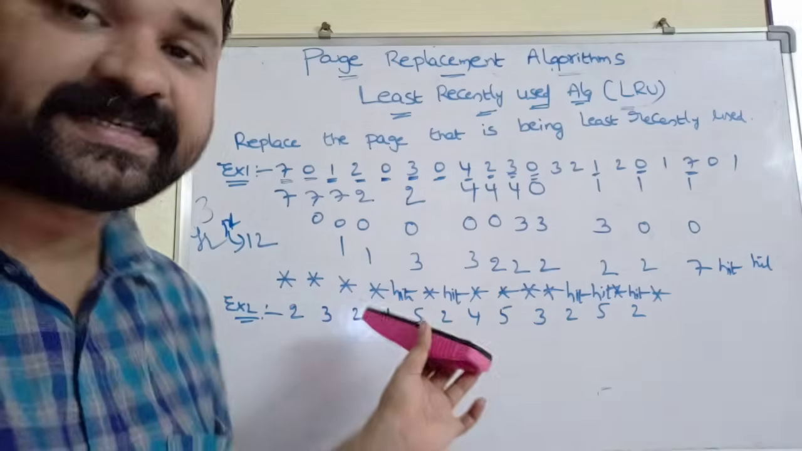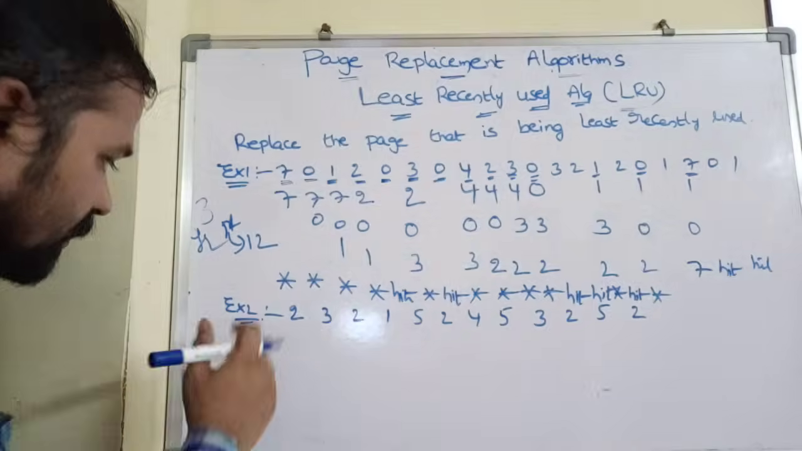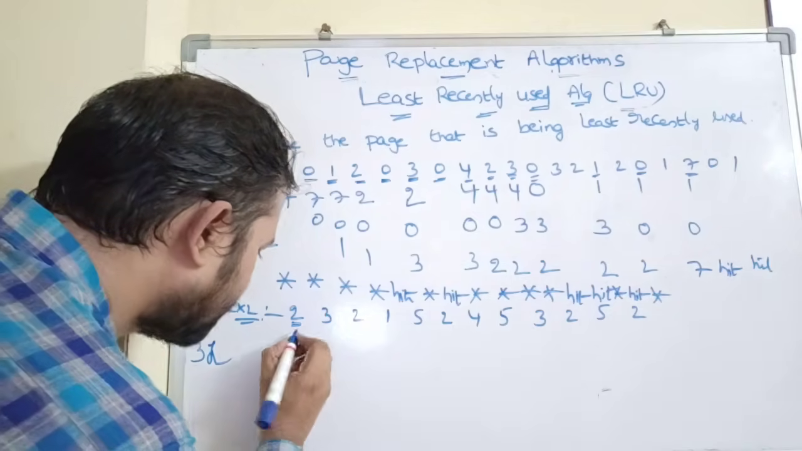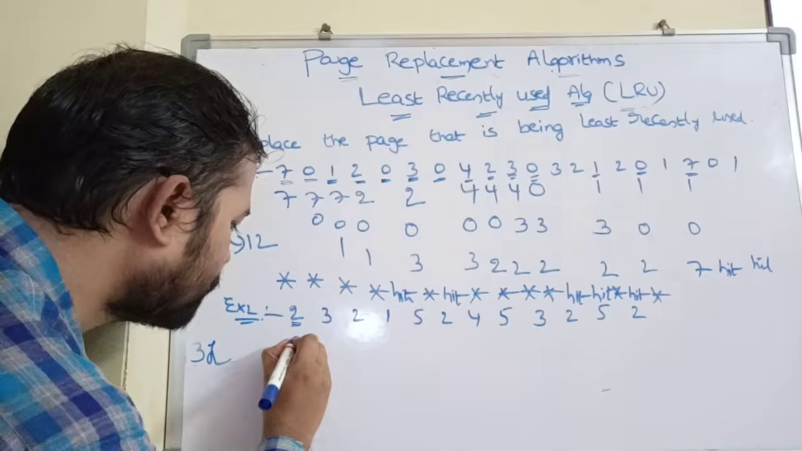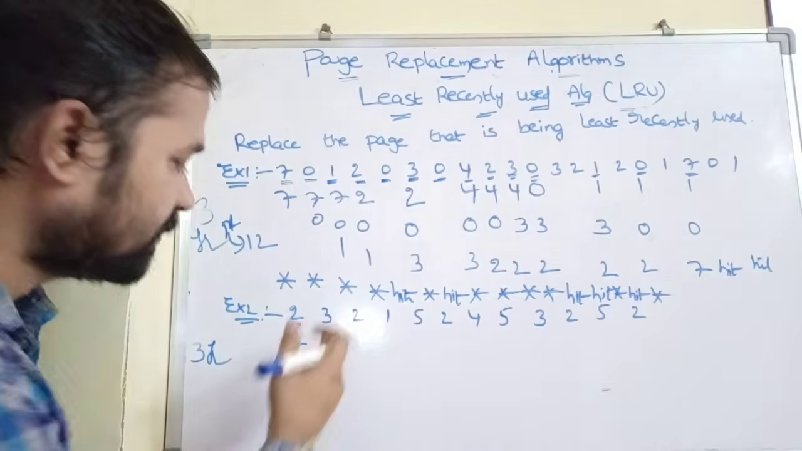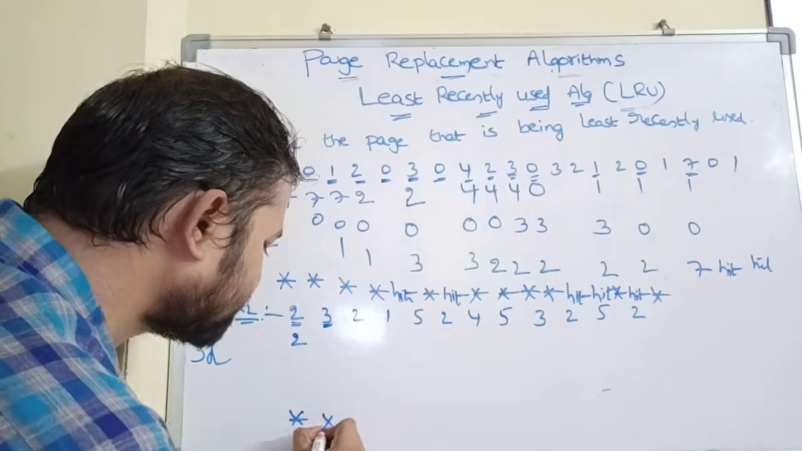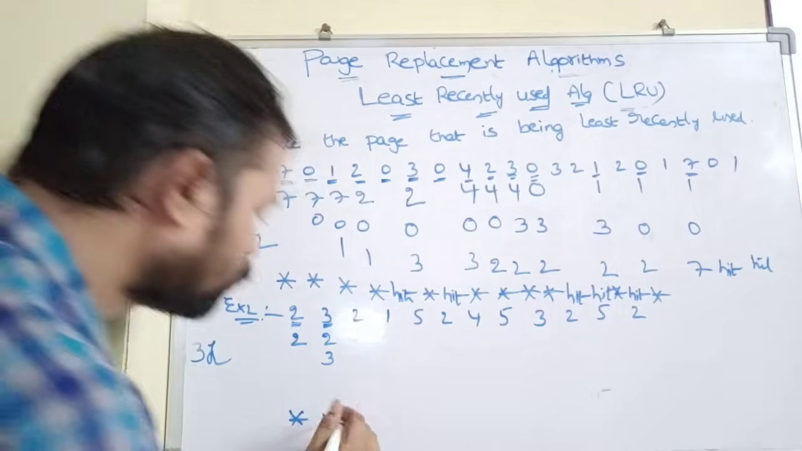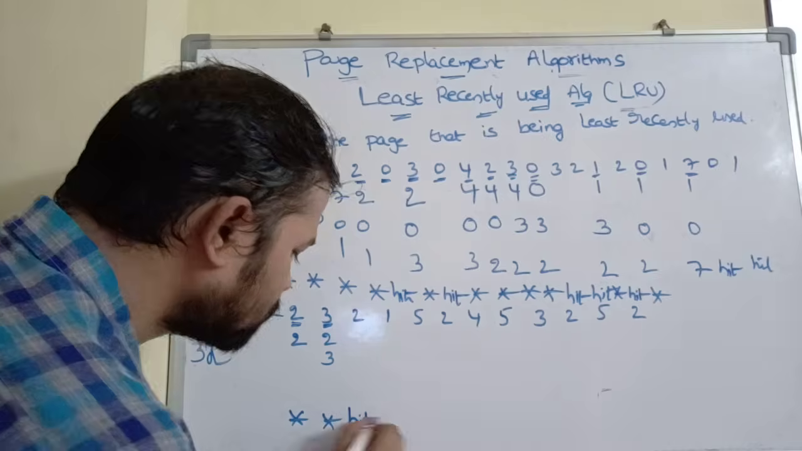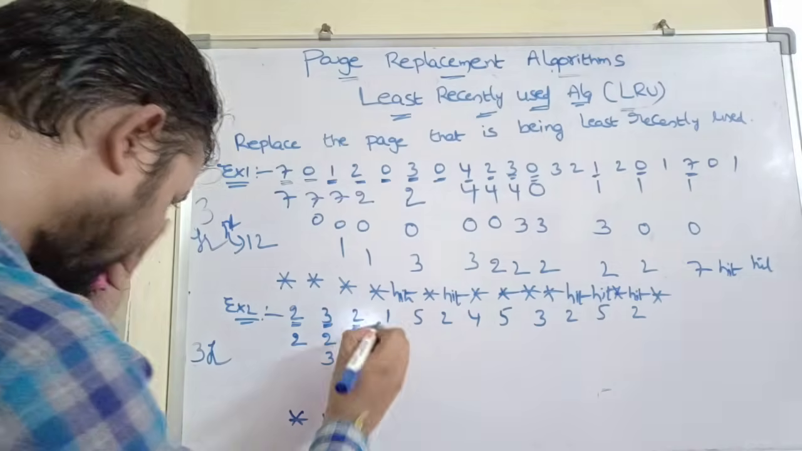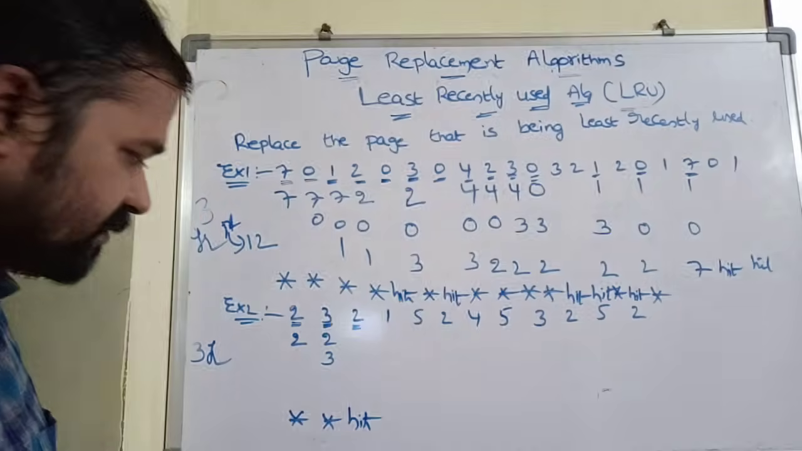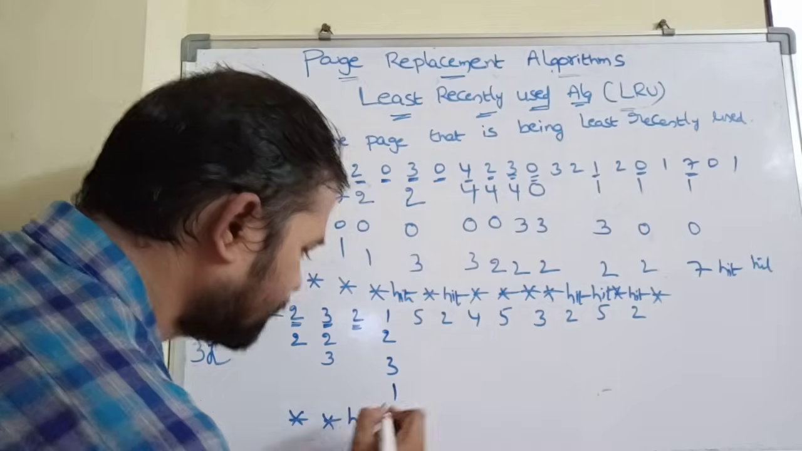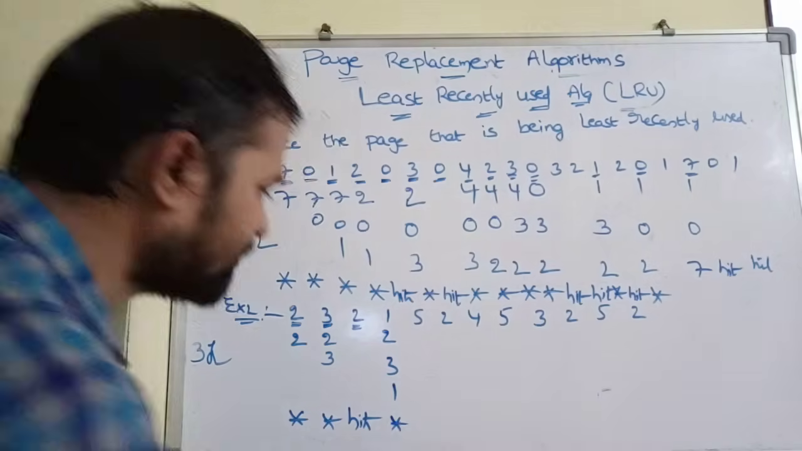Let us see the next example. Here also assume that the size of the main memory is 3 frames. So the first page is 2. So 2 is not present in the main memory, so page fault. Next page 3, 3 is not present in the main memory, so page fault. Next one 2, so 2 is already available in the main memory, so there is no page fault. It is a hit. Next 1, so 1 is not present in the main memory, but we can accommodate one more page here. So 1, so this is a page fault.